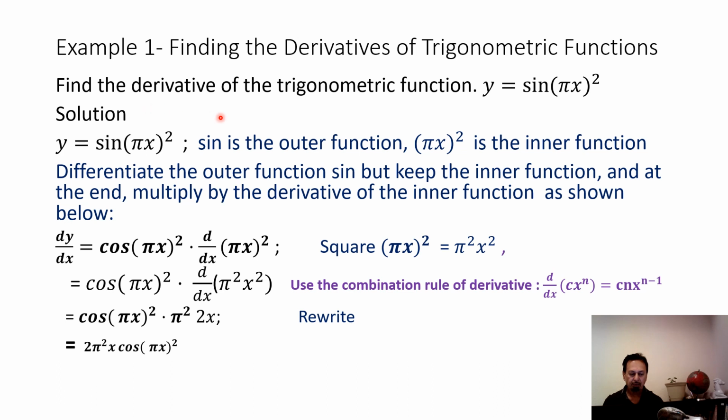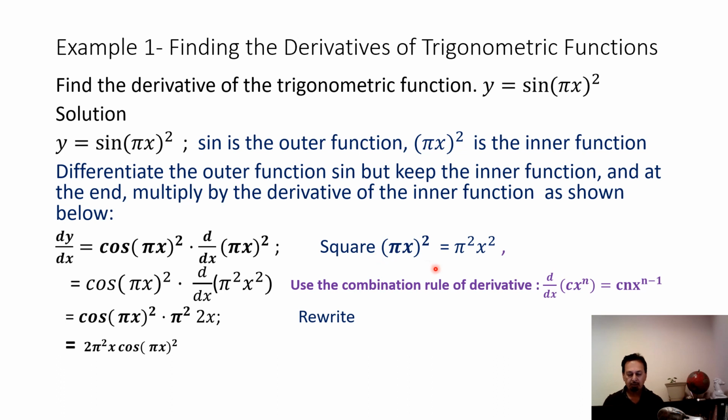So example 1, find the derivative of the trigonometric function y equals sine of pi x squared. Sine is the outer function, pi x squared is the inner function. We differentiate the outer function sine, but keep pi x squared as it is. At the end, we multiply by the derivative of pi x squared. So we have dy over dx equals cosine, keep the pi x squared, multiply outside d over dx of pi x squared.